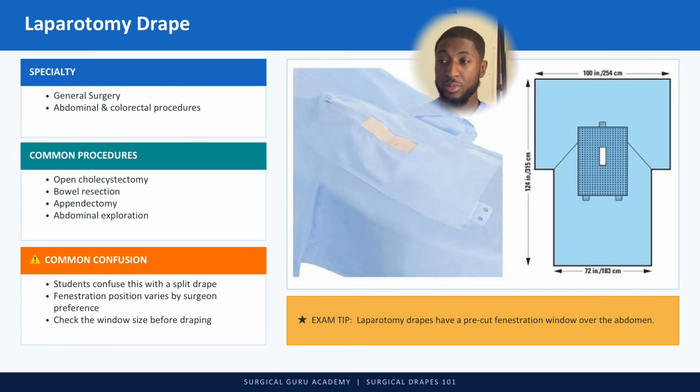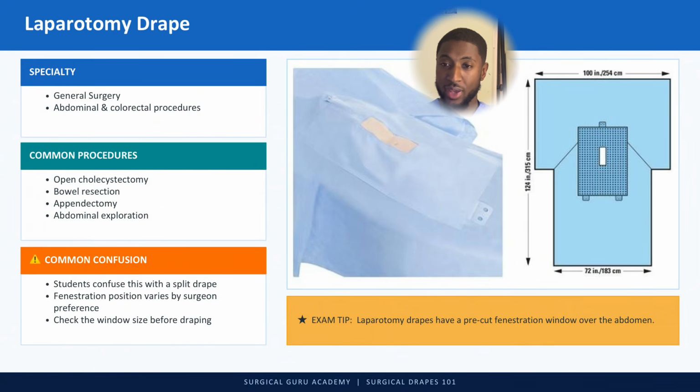The laparotomy drape just has a hole right in the middle, which we use for basically anything where we're going into the abdomen. So that could be an open cholecystectomy when we are going in for the gallbladder, bowel surgery, or appendectomy if you're taking out the appendix. A lot of these common procedures we now do laparoscopically, and if not laparoscopically, then we probably do them robotically.